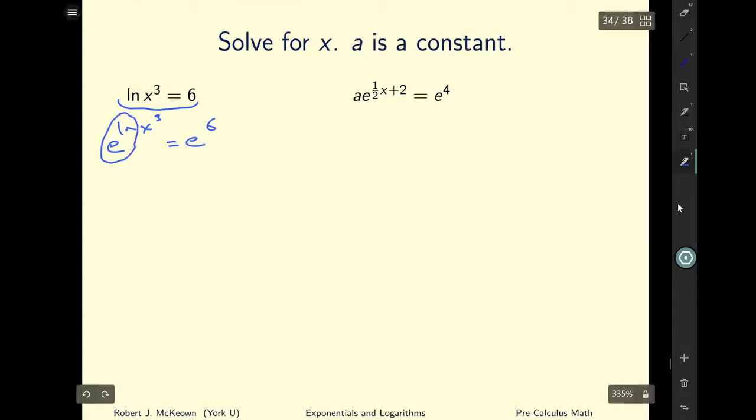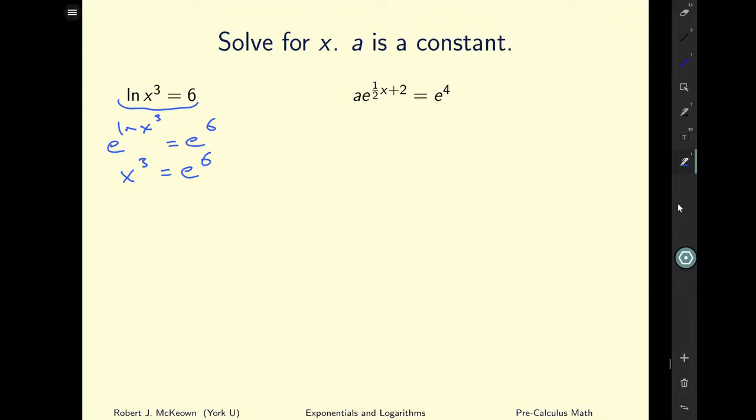Notice that, well, we know that e is the inverse of the natural log, and they're beside each other, so they're going to kind of cancel each other out. So we're going to end up with x cubed is equal to e to the power of 6. E to the power of 6 is a pretty big number.